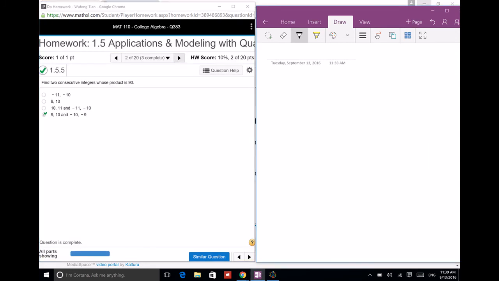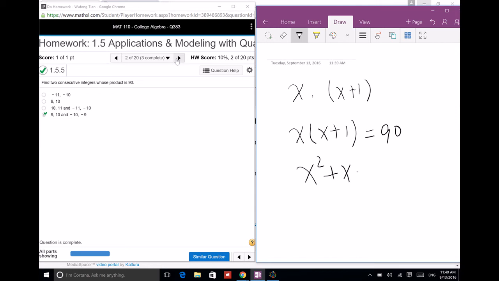Second question, find 2 consecutive integers whose product is 90. So assume the first number is x, and the next number is going to be x plus 1. Then you set up the model. It's going to be x times x plus 1, as the consecutive integers' product, equals 90. Then you can solve this equation: x squared plus x minus 90 equals 0. Then you can solve for x.